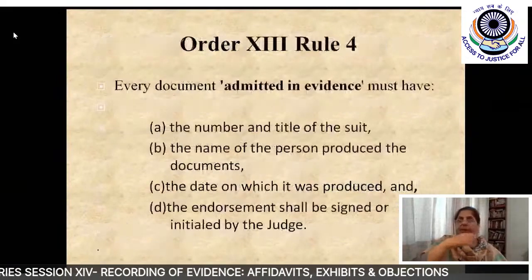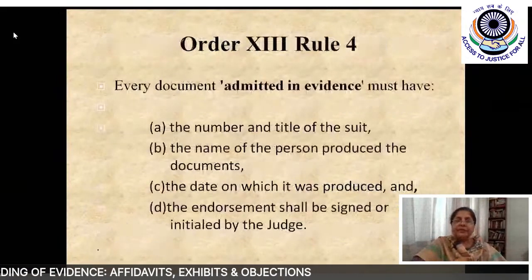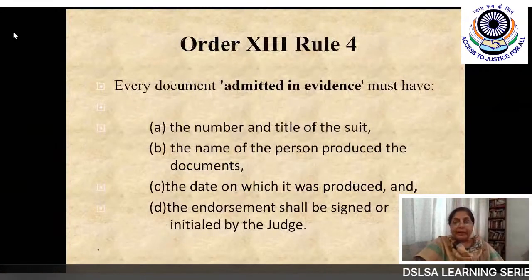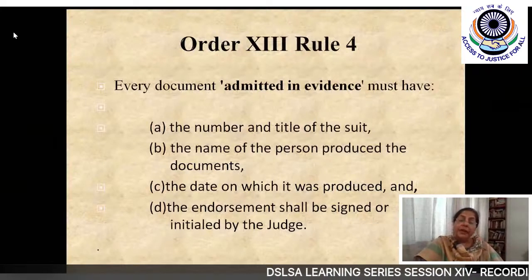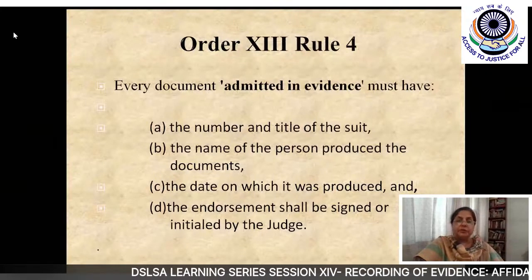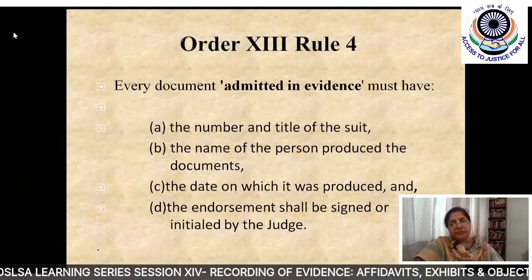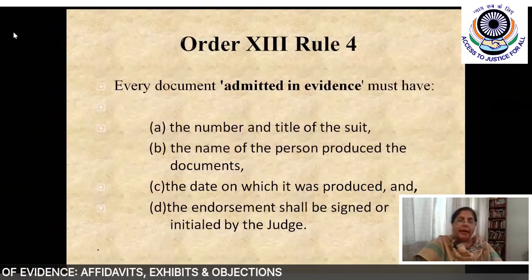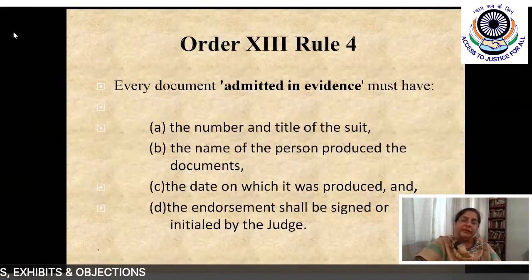Now, how do we put an exhibit? That is defined under Order 13 Rule 4. Each document must have the number and title of the suit, the name of the person who is producing the document, the date on which it is produced, and the endorsement under the exhibit has to be signed or initialed along with the date by the judge.